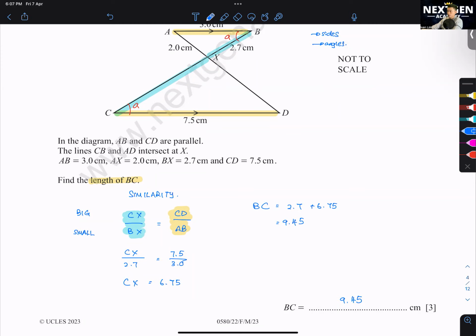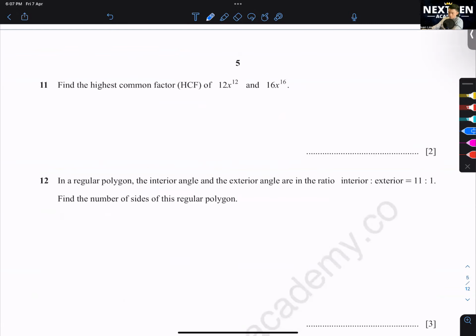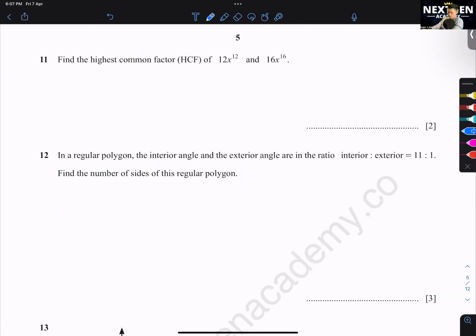Okay, let's go. Next one. Question 11. Find the HCF of 12x^12 and 16x^16. This one basically we just need to find the highest common factor. So 12x^12, 16x^16. I still like to put it like this, because this is the HCF and LCM way. So I got 4 in both of them.